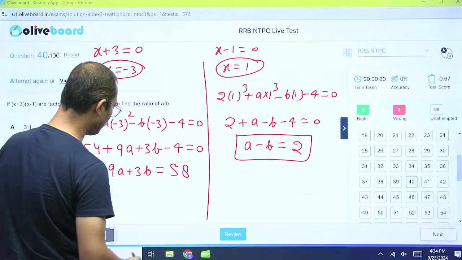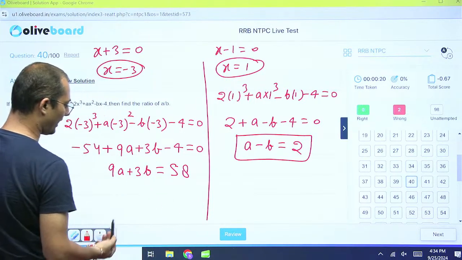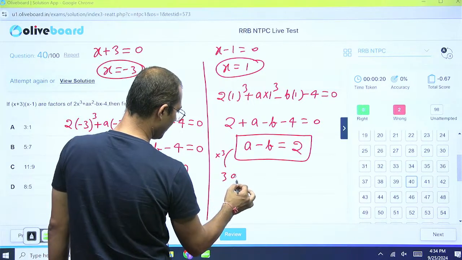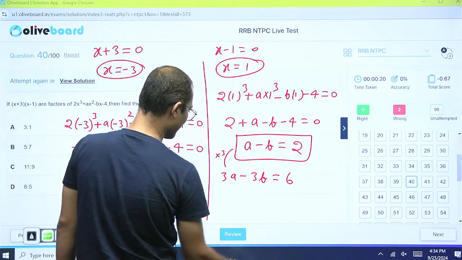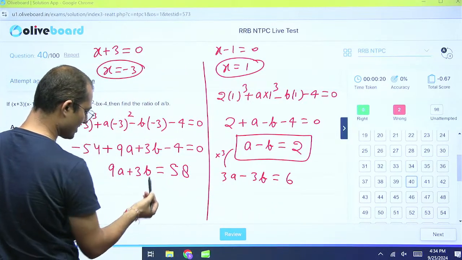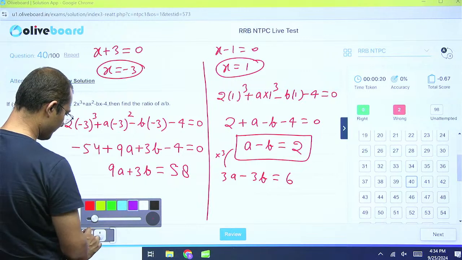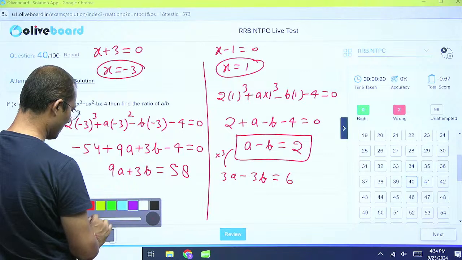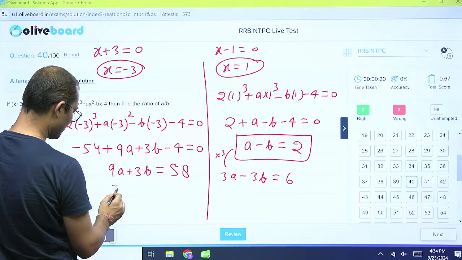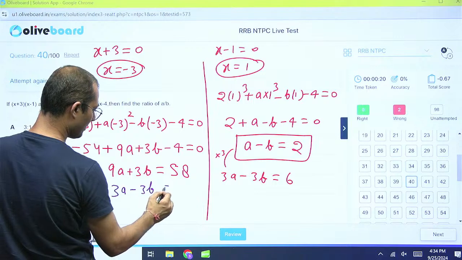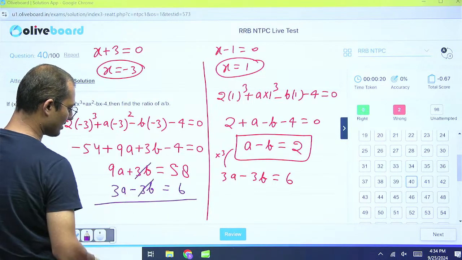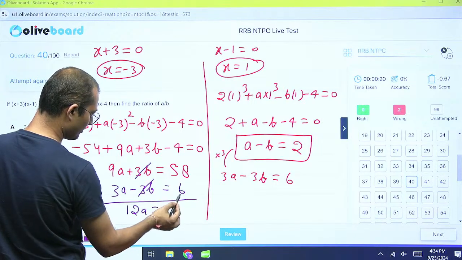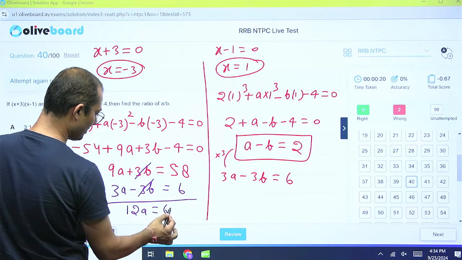So we have to calculate the value of a and b. So if we multiply by 3 in this equation, we will get 3a minus 3b is equal to 6. So we subtract this equation from this equation, right? So we will get 3a minus 3b is equal to 6 from this equation. If we add both the equations, 3b would be cancelled out. So we will get 12a would be equal to 58 plus 6. So this would be equal to 64, right?